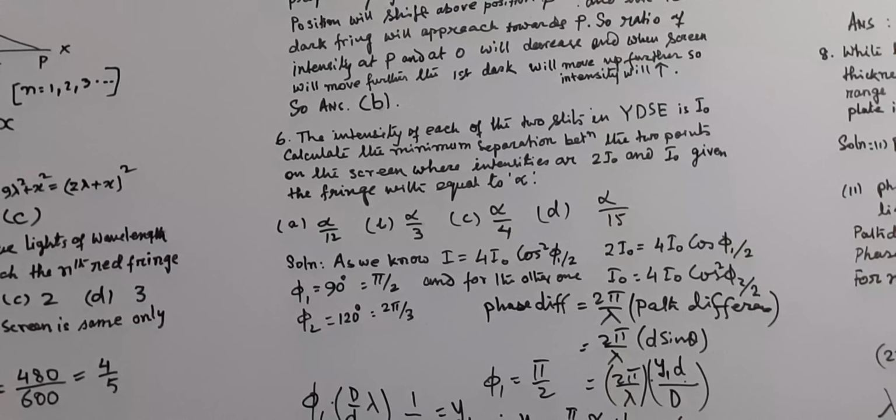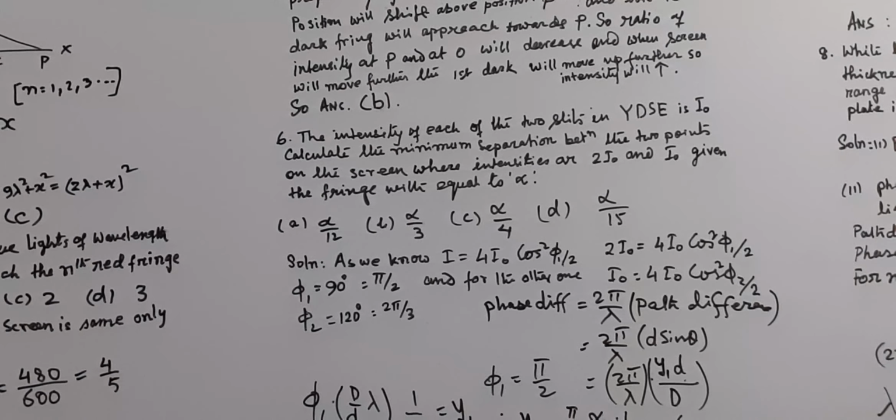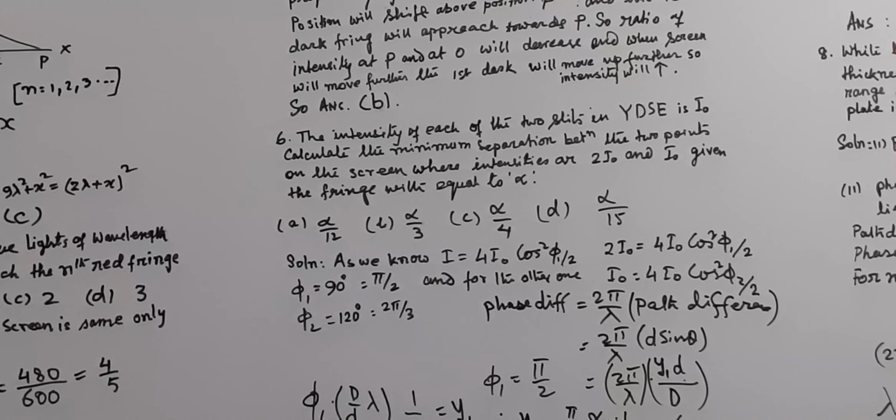Now from here, 2 I naught equals 4 I naught cos square phi 1 by 2. From here we can find out phi 1 equal to pi by 2. Similarly, for the other one, I naught equals 4 I naught cos square phi 2 by 2, from here we can calculate phi 2, that is 120 degree, that is 2 pi by 3.